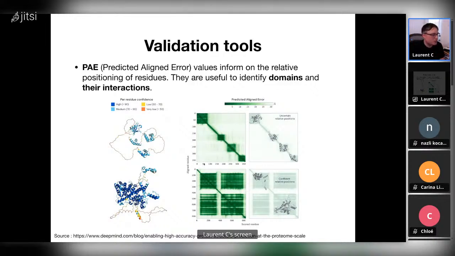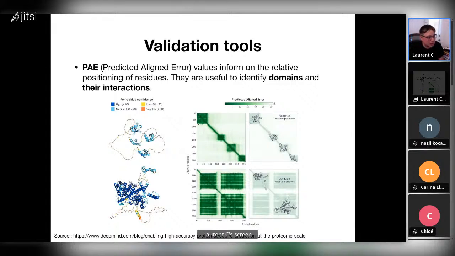So if I go here from residue 25 to residue 50, I see that I have very low values, so dark green. It means that if I know the position of the first residue, I am very confident in the position of the second residue. That typically means those residues have a fixed distance in between, so they're part of the same domain or the same rigid body.